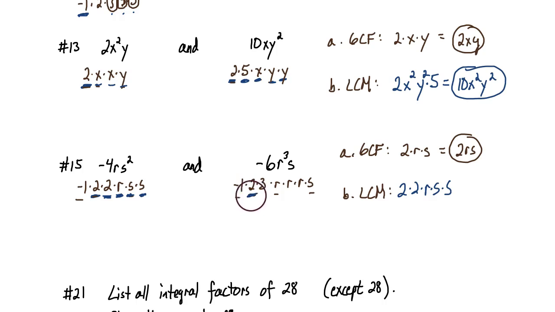Now let's look at the other number to see if we need to put more factors. We've already put a 2 in our LCM. We haven't yet put a 3. We've already put an R in our LCM, but we haven't put another pair of R's. And we've already put an S in our LCM. Let's multiply this together. 2 times 2 times 3 makes 12, and we have R to the third power and S to the second power.